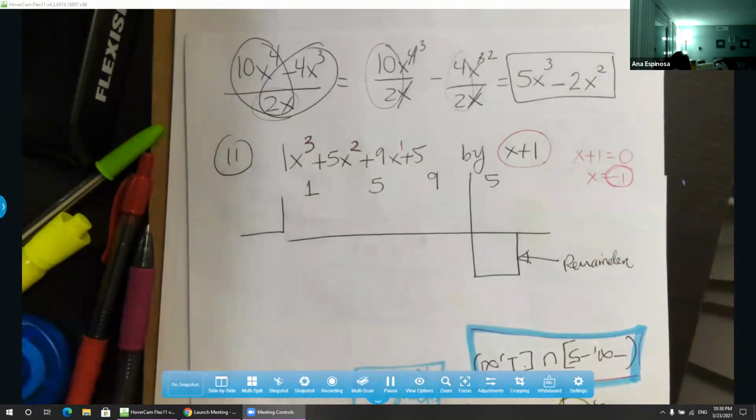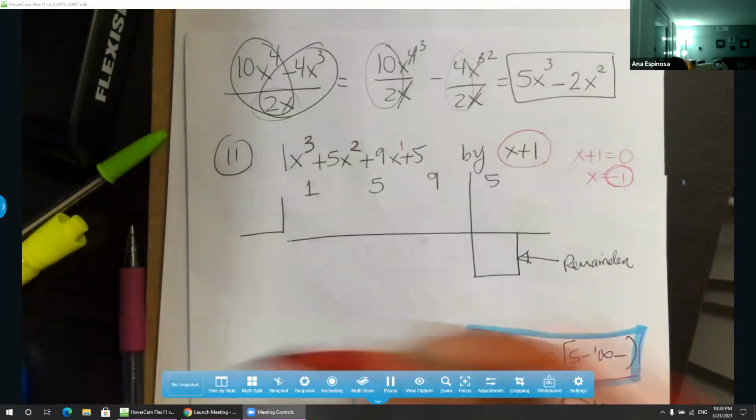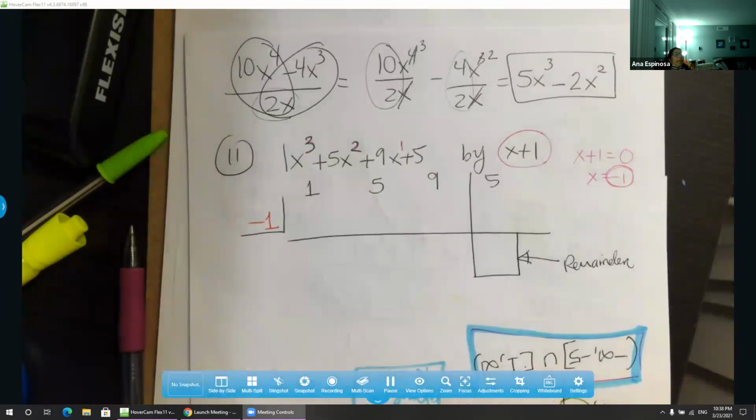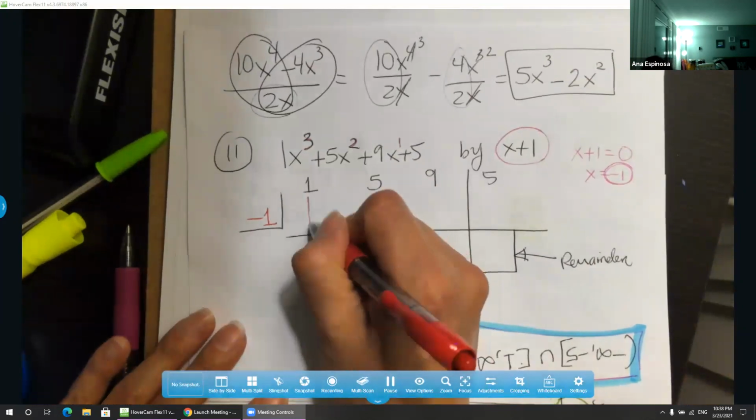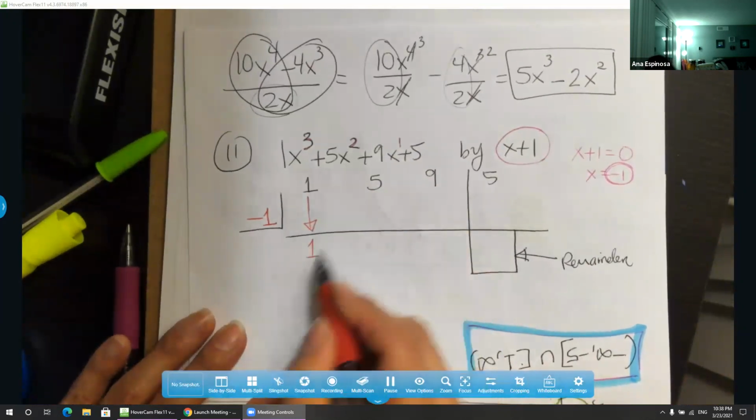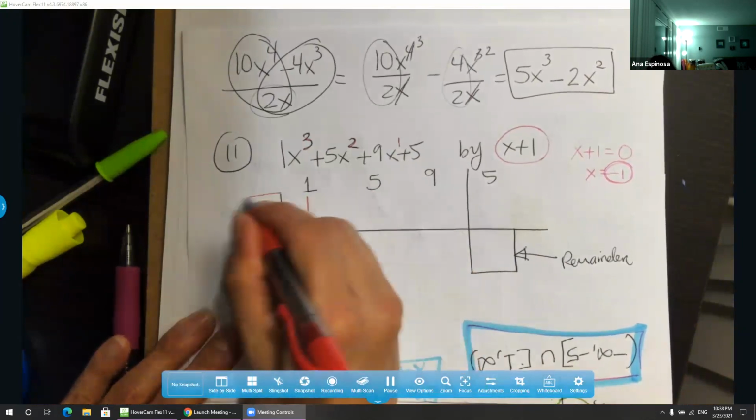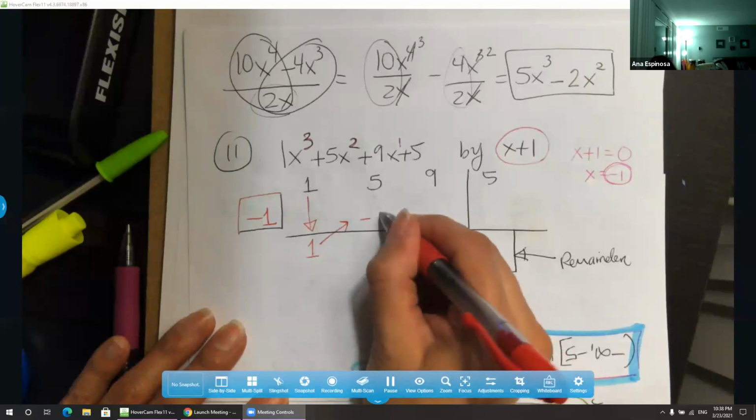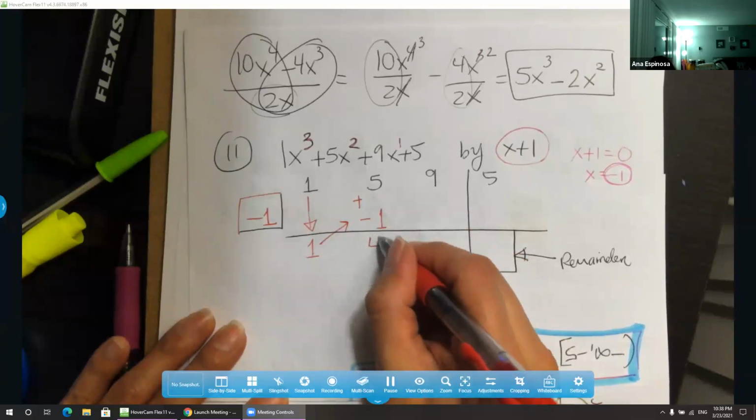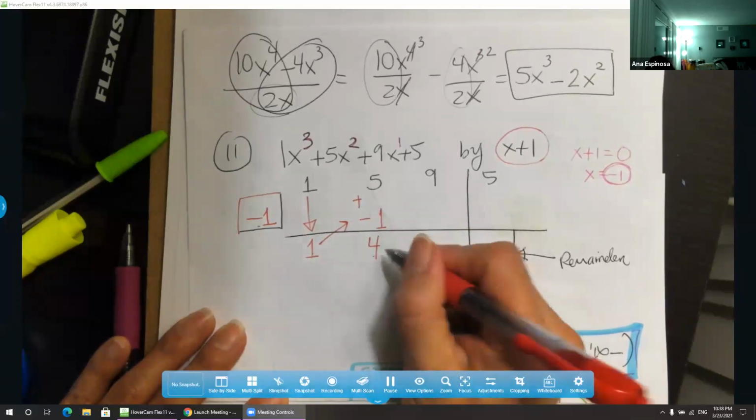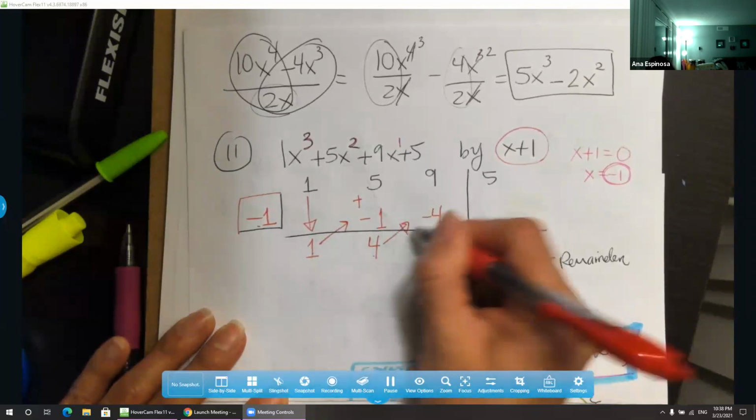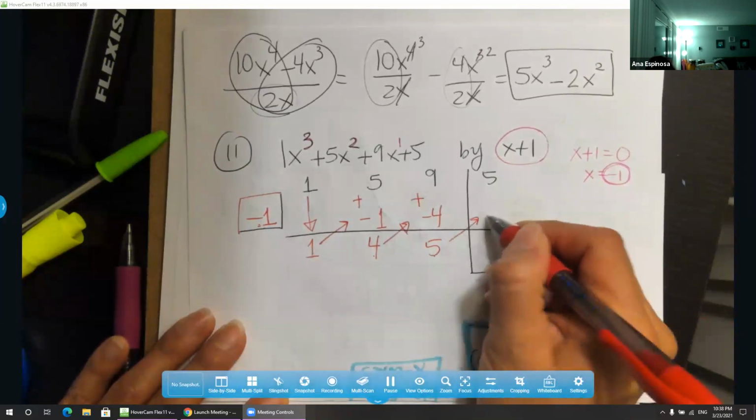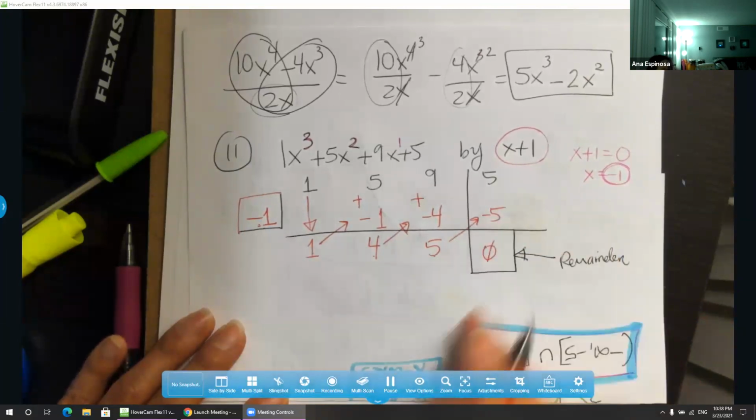I'm going to put a box here. Okay. This number goes in here. And you start by dropping the first term and then multiplying by the box. Let's put a box in. And then you write it down there. So -1 times 1, -1, and then you add 4. 4 times -1, -4, and then you add 5. 5 times -1, -5, 0.